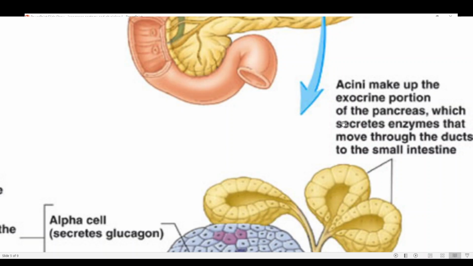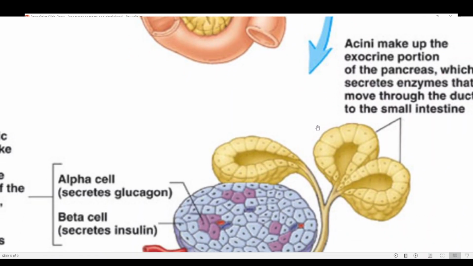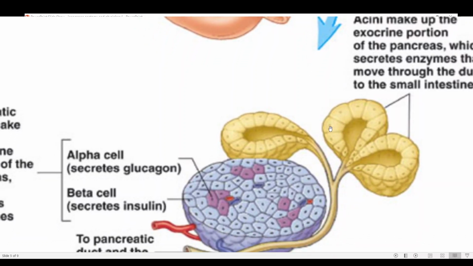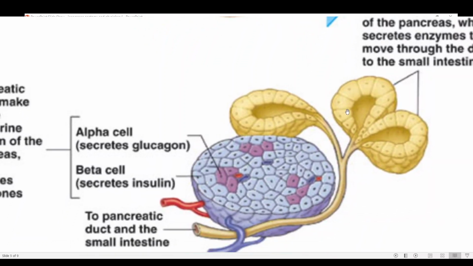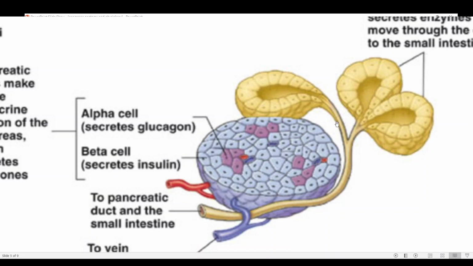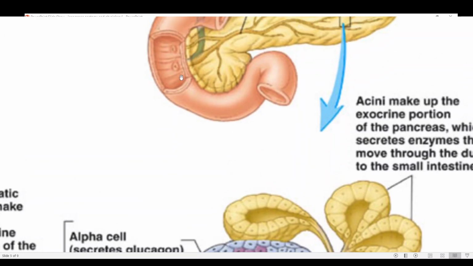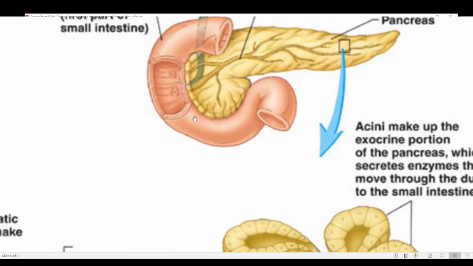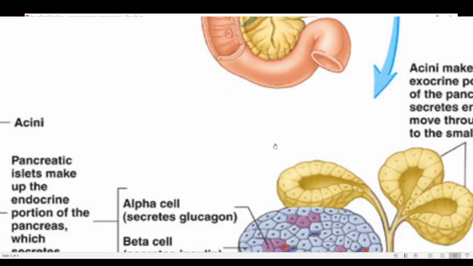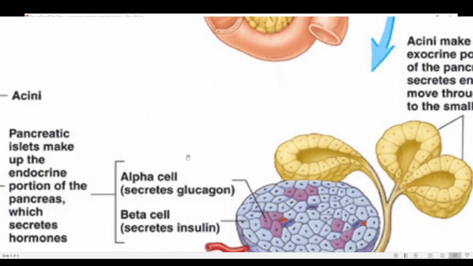These acinar cells secrete enzymes like trypsin, chymotrypsin, lipase, amylase, and lecithinase. These are digestive enzymes, which drain through the pancreatic duct into the small intestine and digest the food coming through the small intestine. So that is the exocrine function.